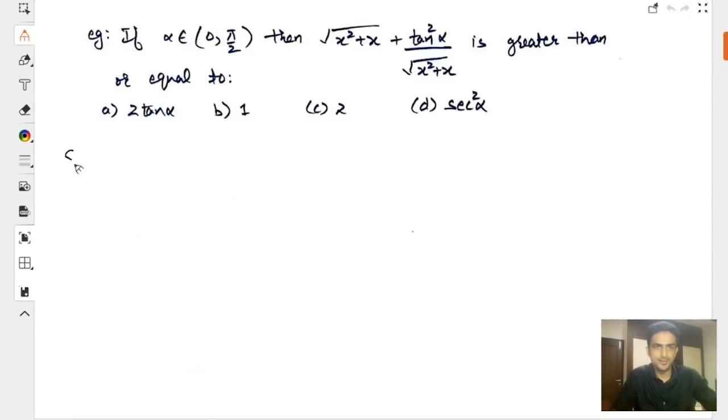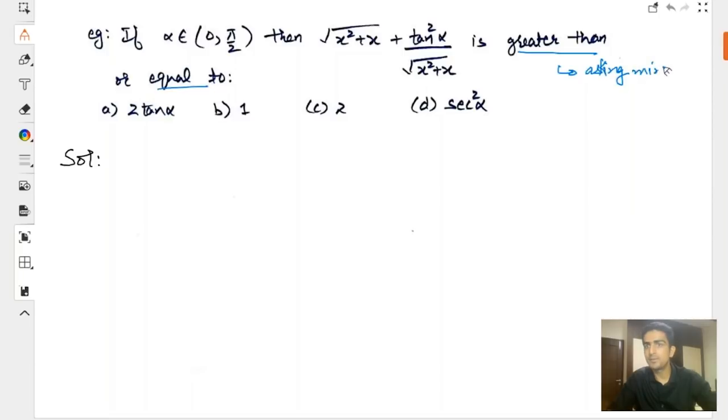Read the question. If alpha belongs to 0 to pi by 2, then root of x square plus x plus this by this is greater than or equal to... Guys, see, number 1, greater than or equal to means they are asking minimum value. Minimum value. Number 1 hint.